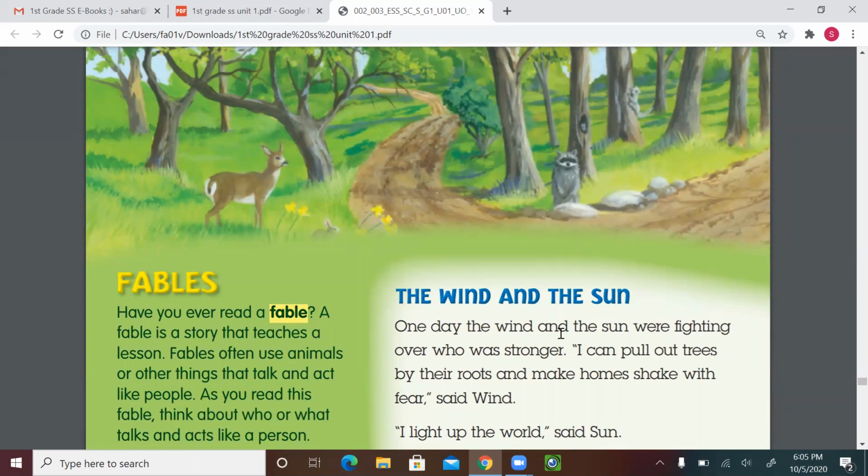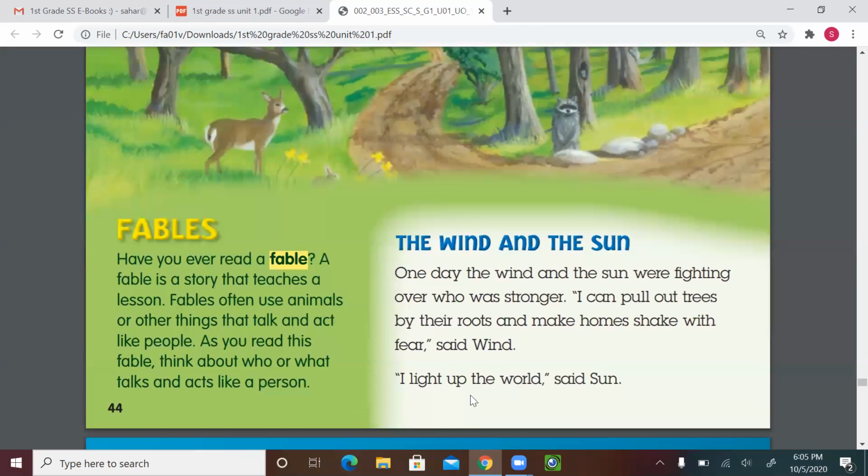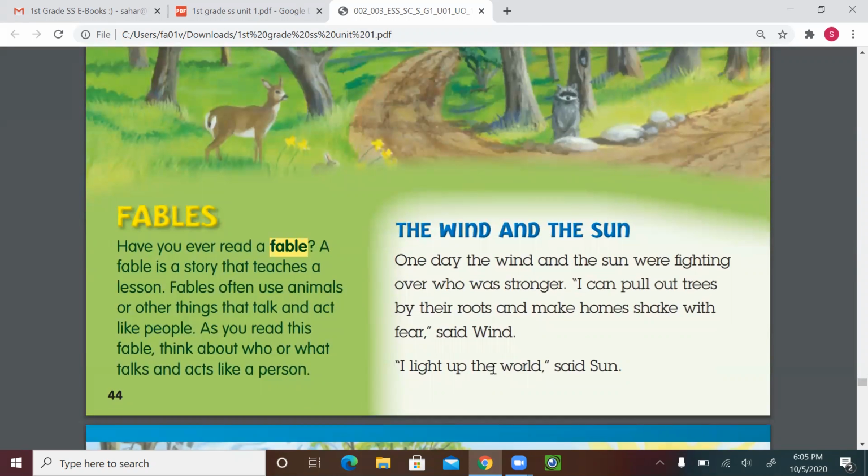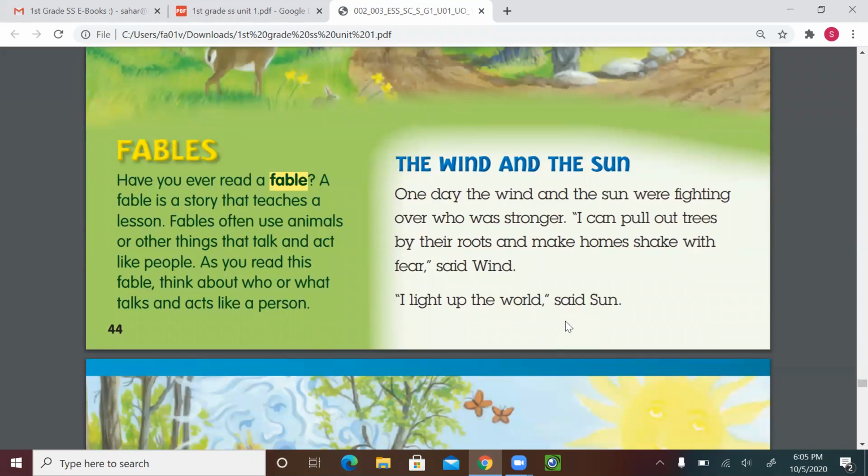One day, the wind and the sun were fighting over who was stronger. I can pull out trees by their roots and make homes shake with fear, said the wind. I light up the world, said the sun.